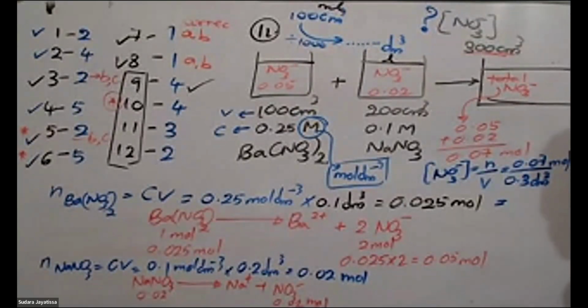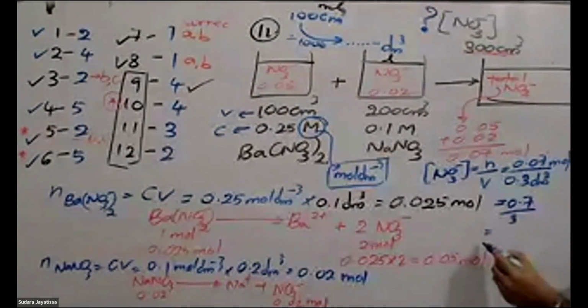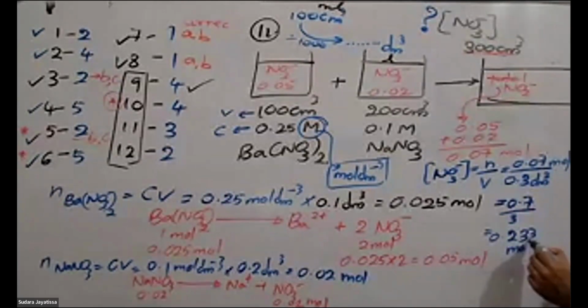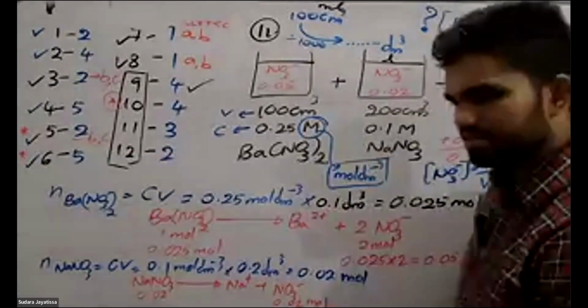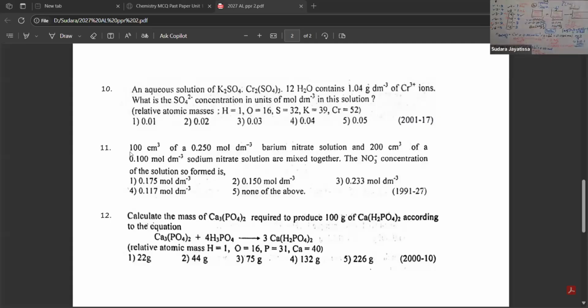Just check the answer one more time. It is not that divisible. Okay, it's 0.07 divided by 0.3, 0.23 moles per decimeter cube. Is there such an answer? Check answers. Yeah, there is an answer. Okay, look at the working line.